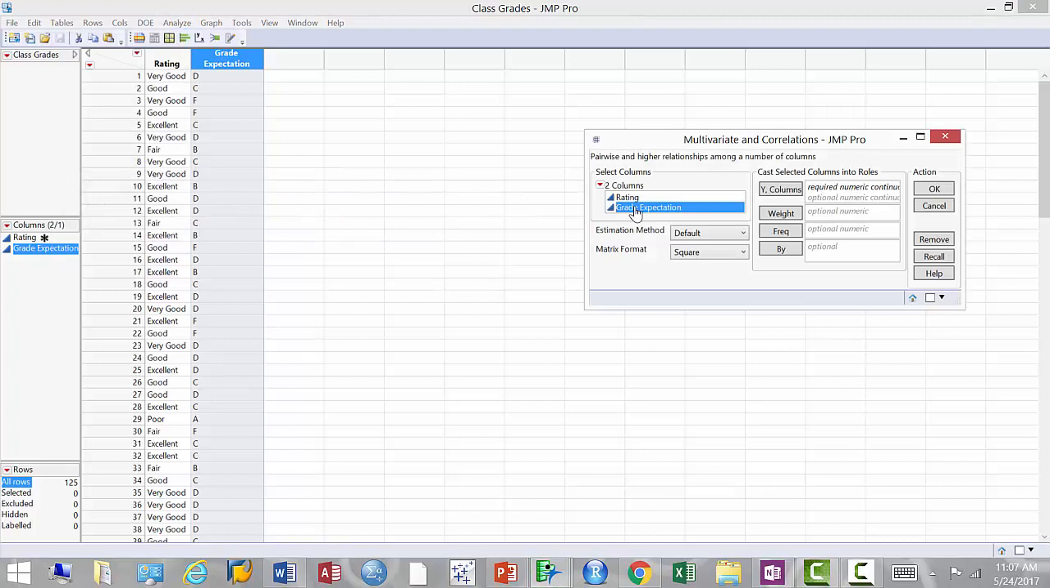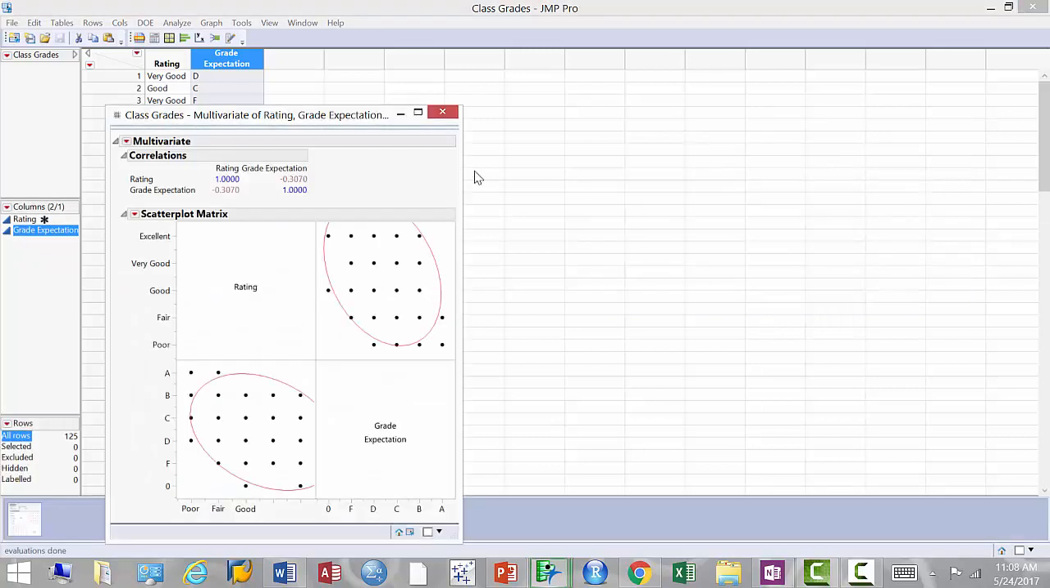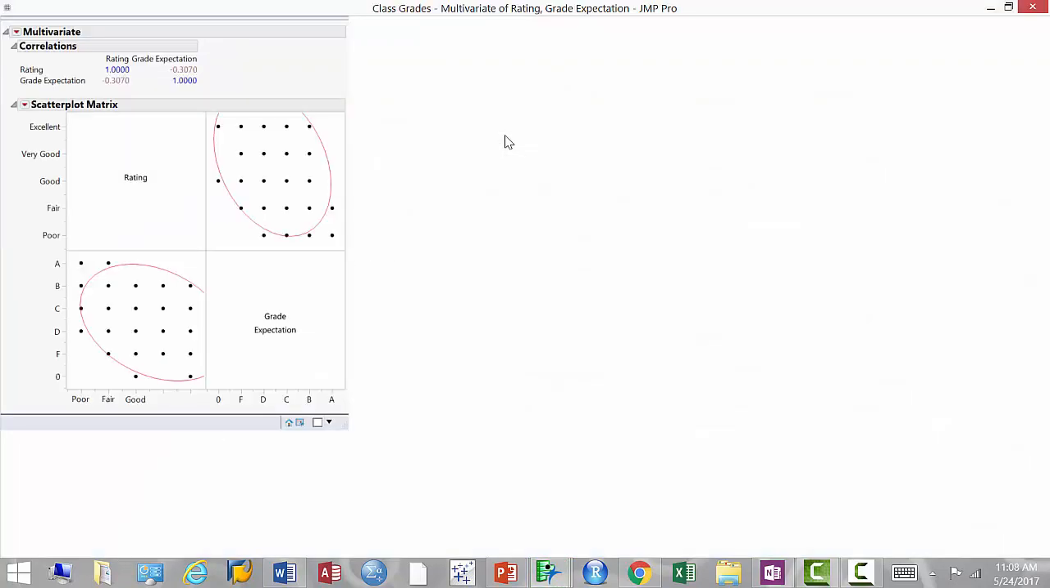In Multivariate, we compute the coefficients of correlation, right? So let me go ahead and put both columns, ratings of the class and expected grade, into this Y column area. And you can see that it says required numerical continuous. That's primarily the reason why, even though the data are ordinal, I label them as numerical. Because the test in JMP requires them to be formally labeled as numerical, okay? So I'm going to put them both here. And when I click OK, it computes the good old correlation matrix for me, right?